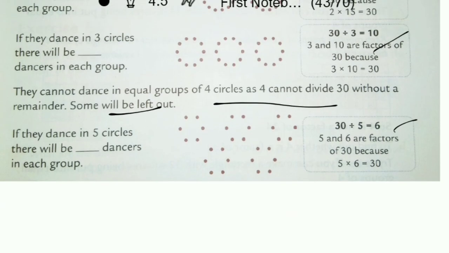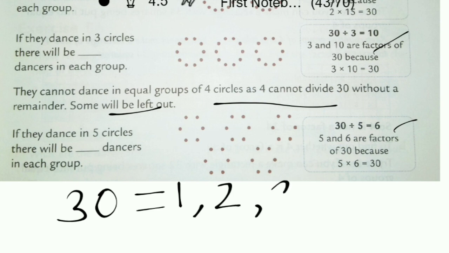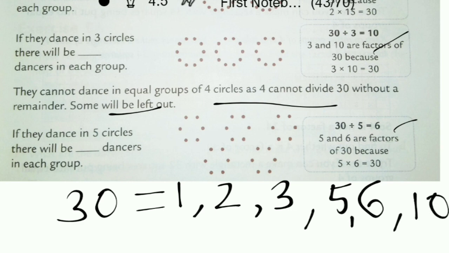So how can we write the factors of 30 here? 30 equals 1, 2, 3, 5, 6, 10, 15 and 30. So these are the factors of 30.